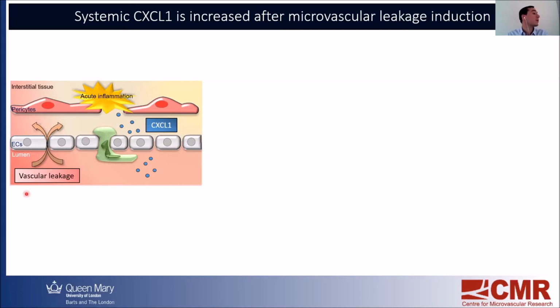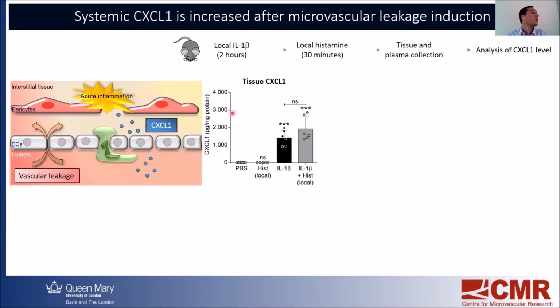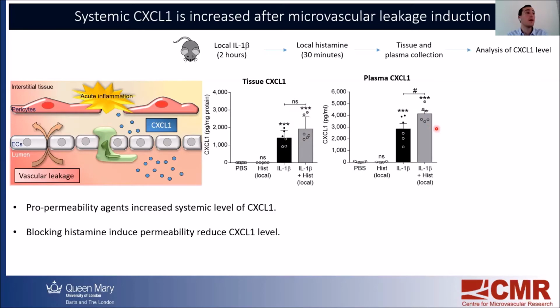And we asked whether vascular leakage could impact the localization of the CXCL1. We first investigated by ELISA the tissue level of CXCL1 and observed that on top of an IL-1 beta reaction, the histamine didn't impact significantly the tissue level of CXCL1. But we observed that the plasma level of CXCL1 was increased following histamine superfusion, indicating that pro-permeability agent could account for an excess of systemic CXCL1.